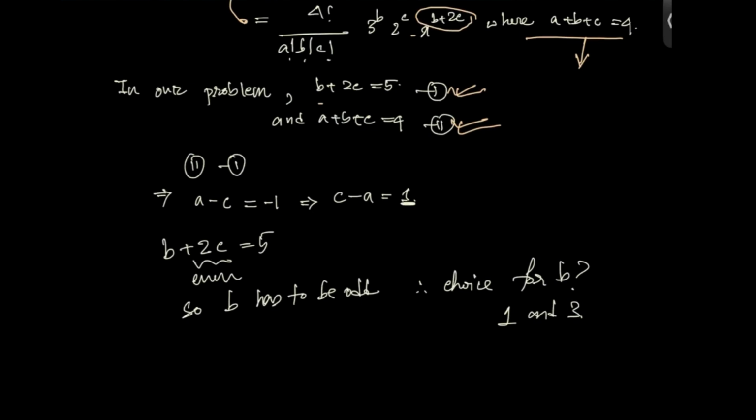So let's just get some relations out of the way. Subtracting 1 from 2, we get that C minus A is equal to 1, which is a very useful relation that we'll be using. So let's mark this as 3 actually.